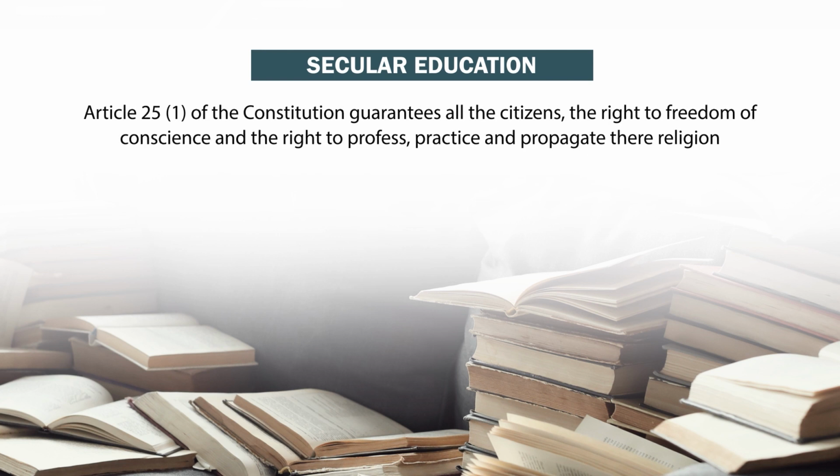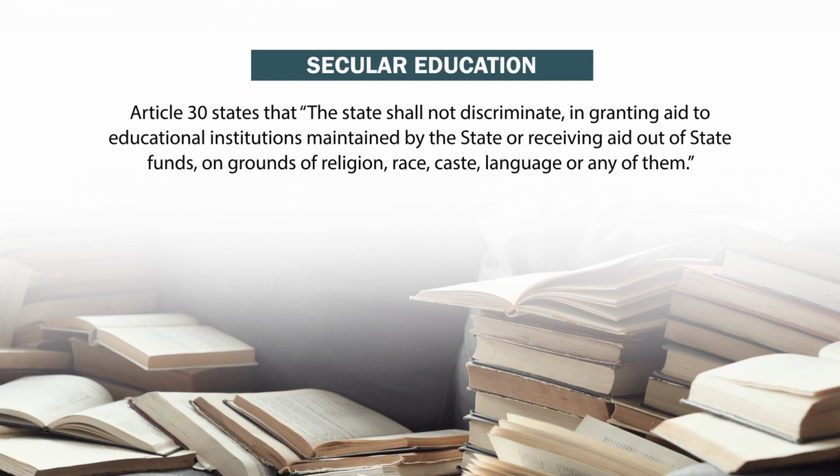First and foremost would be Article 25 Part 1, or we can call it Article 25(1) of the Constitution, which guarantees all the citizens the right to freedom of conscience and the rights to profess, practice and propagate their religion. Then you also have Article 30, which maintains that the state shall not discriminate in granting aid to educational institutions maintained by the state or receiving aid out of state funds on grounds of religion, caste, race, language or any one of them.